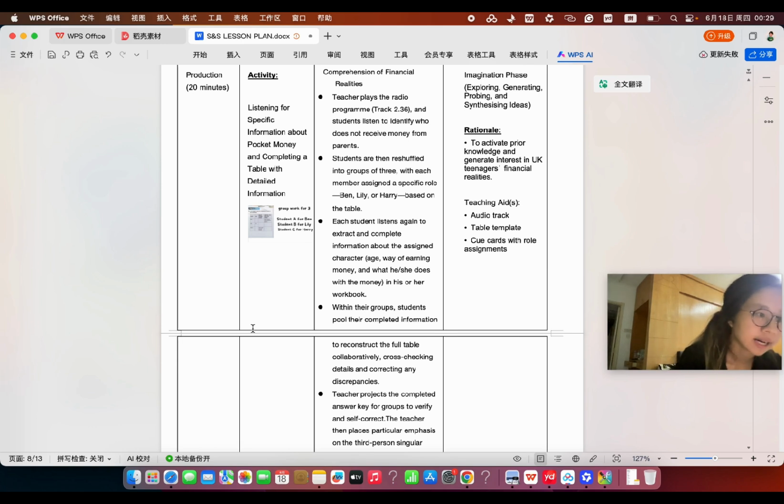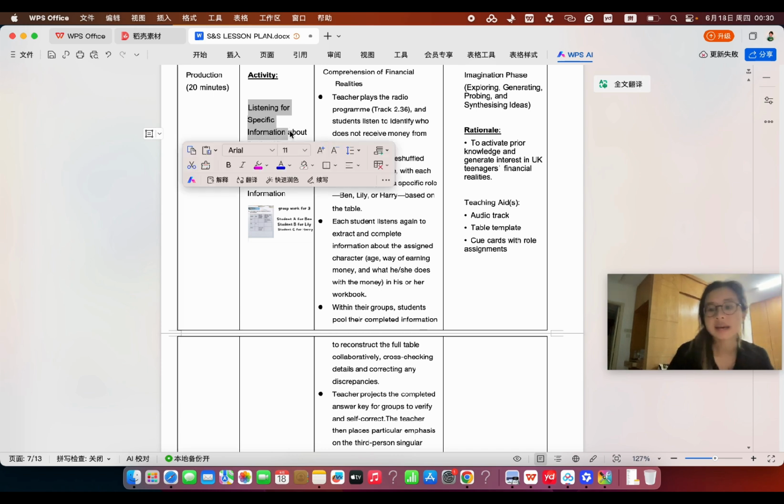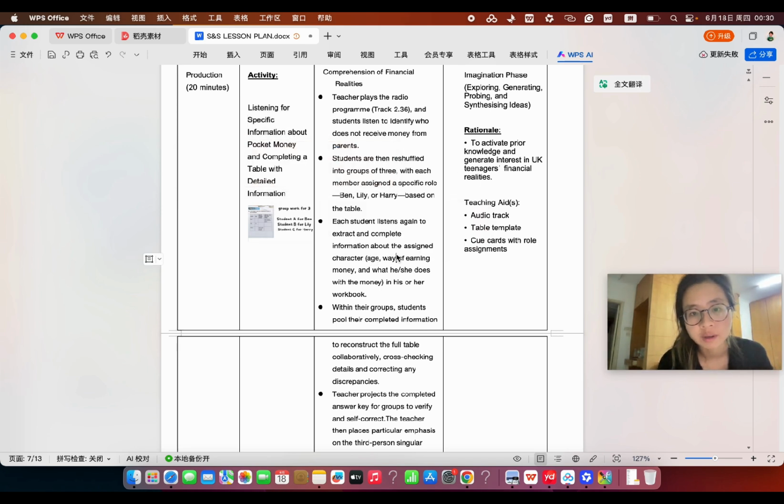Thank you, Serena. I will continue with the production stage, which focuses on integrating listening, speaking, and grammar skills within a meaningful communication context. The first activity is listening for specific information. Students are assigned in groups of 3, and each of them plays the role of one of the characters, Ben, Lily, or Harry, and listens to gather detailed information, such as age, ways of earning money, and what he or she does with the money.